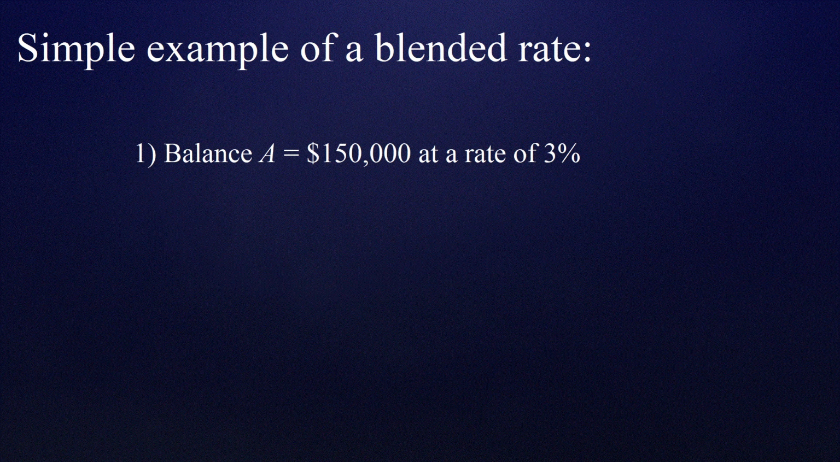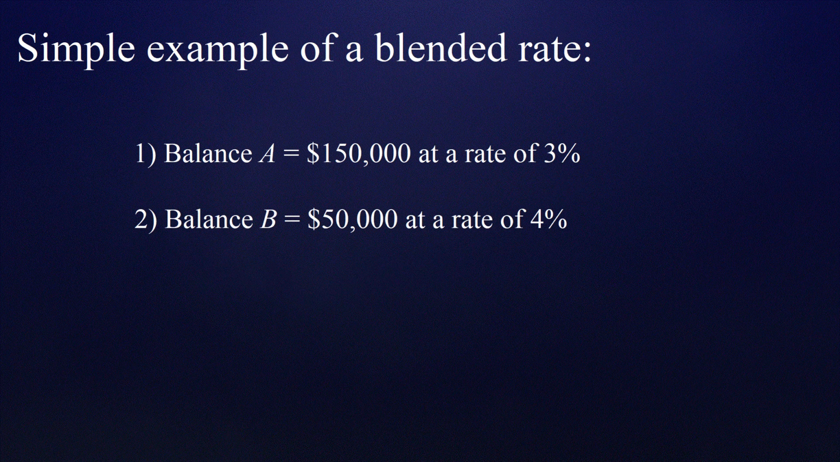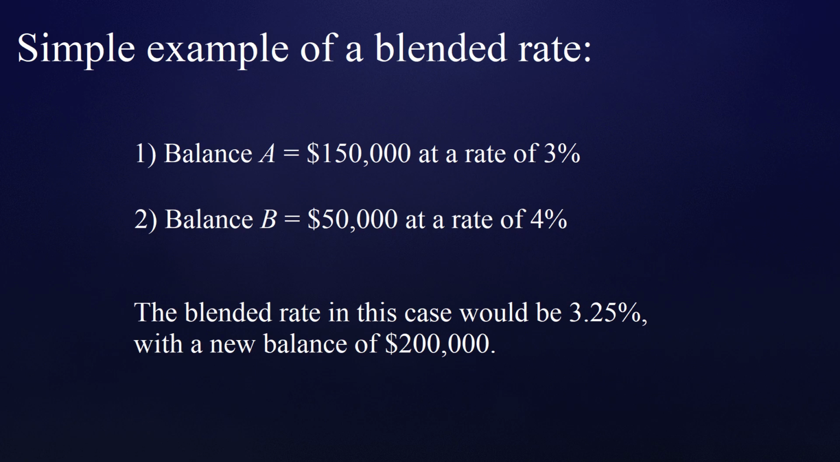Let's say you have a mortgage owing of $150,000 and the rate on that mortgage is 3%. You want to increase the mortgage by $50,000 and the rate being offered on the new money by the lender is 4%. The blended rate in this case would be 3.25% with a new balance of $200,000.